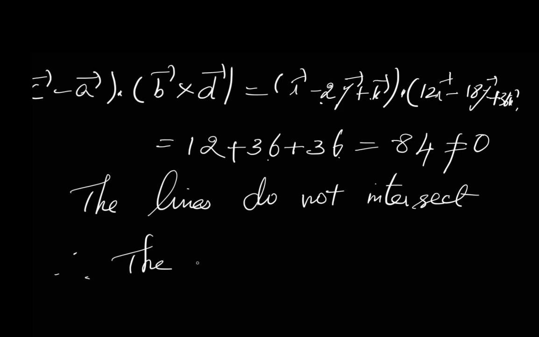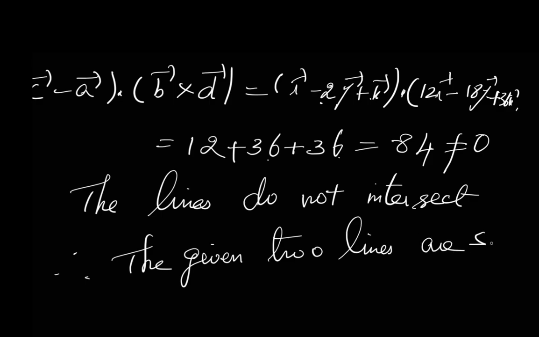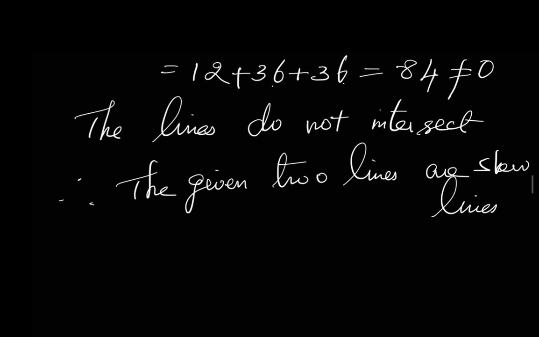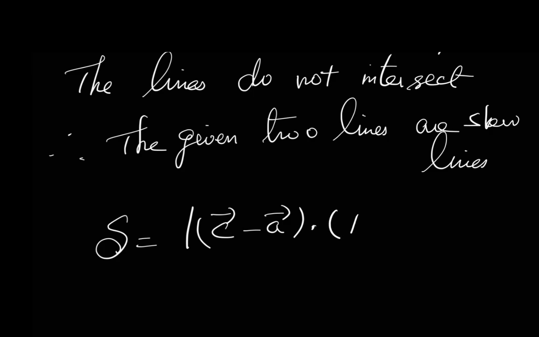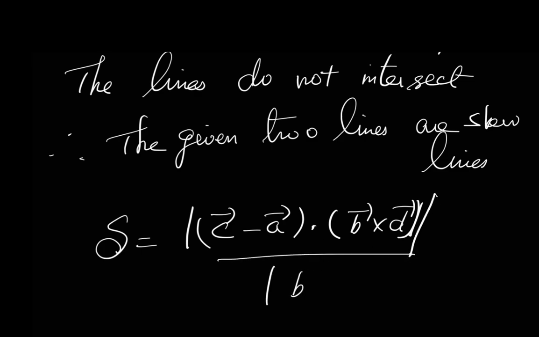Therefore, the given two lines are skew lines. Now let me find the distance between the two skew lines. The formula is delta equal to the modulus of vector C minus vector A dot vector B cross D, divided by the modulus of vector B cross D.